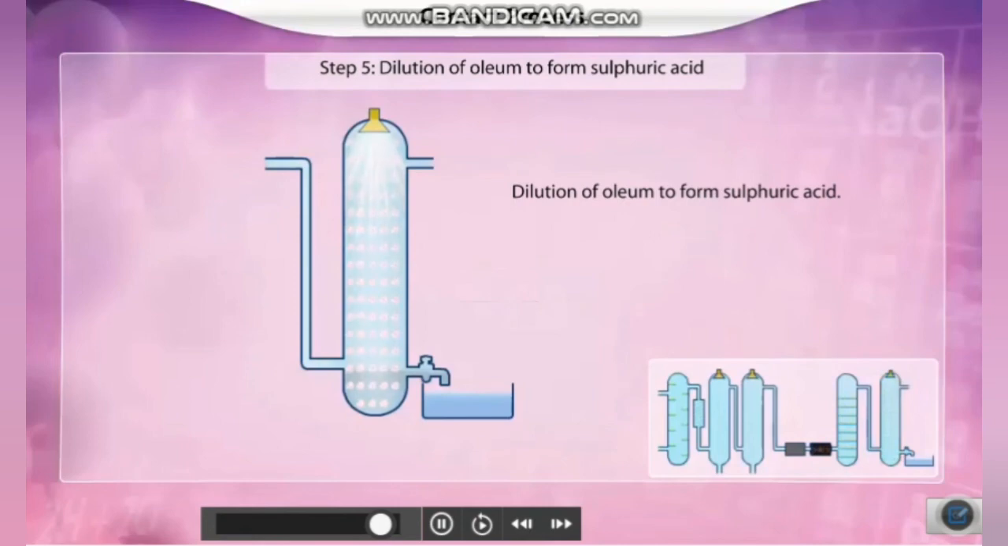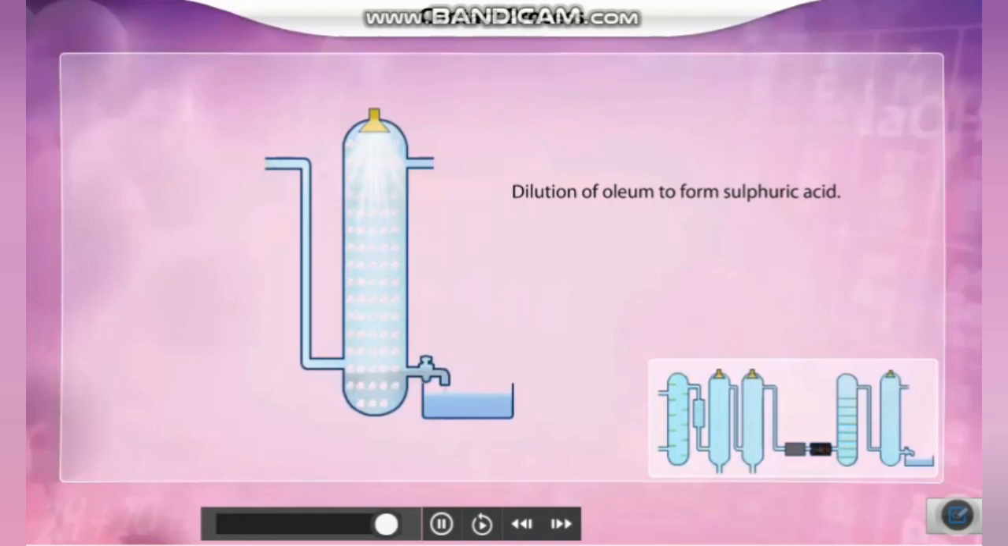The final step involves the conversion of oleum to sulfuric acid. The oleum is collected in a dilution tank containing water. The oleum is diluted with the required quantity of water to get sulfuric acid of the desired concentration. Sulfuric acid obtained by the contact process is 96 to 98% pure.